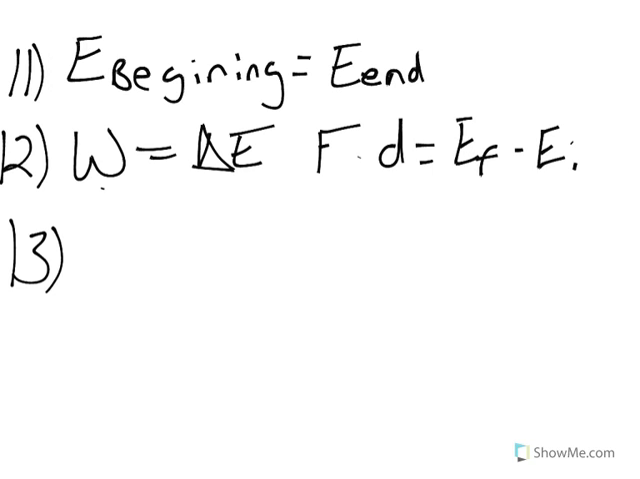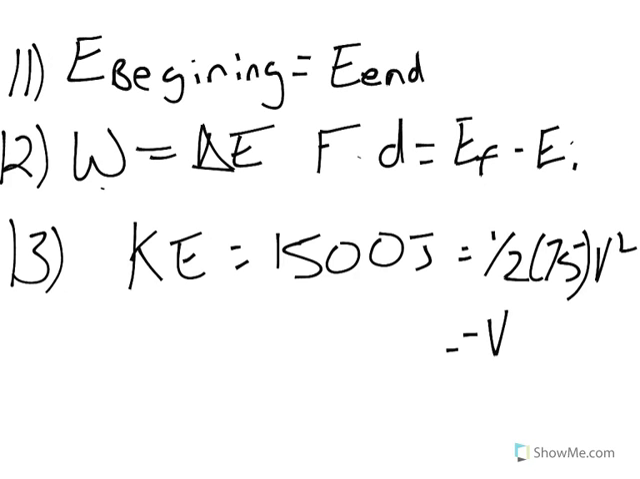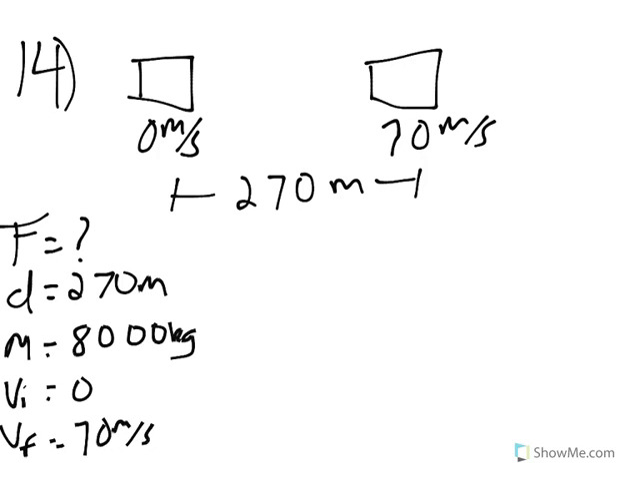And number 13, what is the speed of a 75 kilogram woman with the kinetic energy of 1500 joules? So, again, kinetic energy equals 1500 joules, and that's equal to 1/2 times the mass of the person times the velocity squared. Solve for v. It should be equal to 6.3 meters per second. Okay.